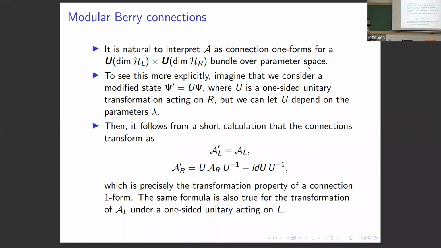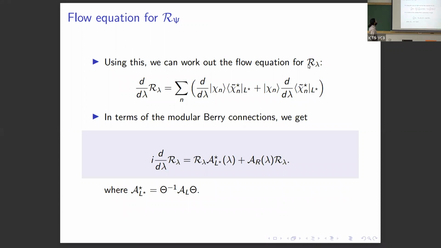This is probably not super hard to imagine. So these curly A's transform under actions of one-sided unitary transformations in this particular way. And the same formula is also true if the one-sided unitary transformation acted on the left. So you can think of curly A left and curly A right as some kind of connections. Sometimes people call these modular Berry connections. And using these curly A's, you can write down a more or less simple flow equation for the reflection operator. So now here's a flow equation for the reflection operator in terms of these modular Berry connections.